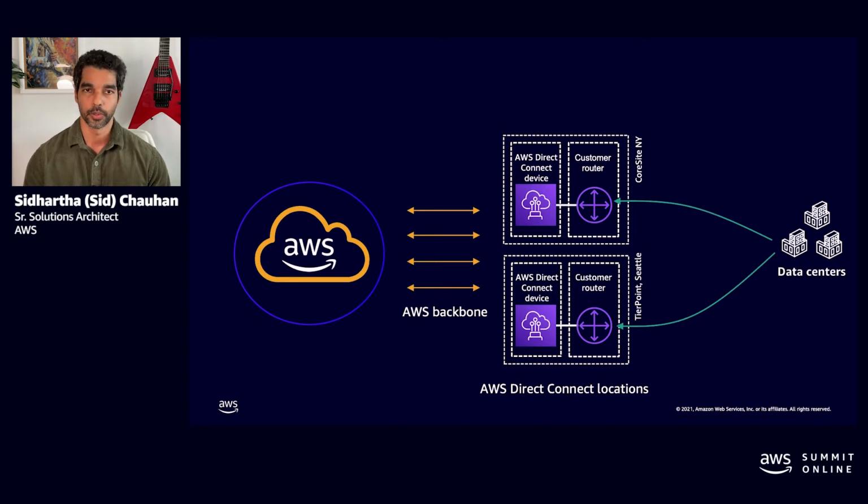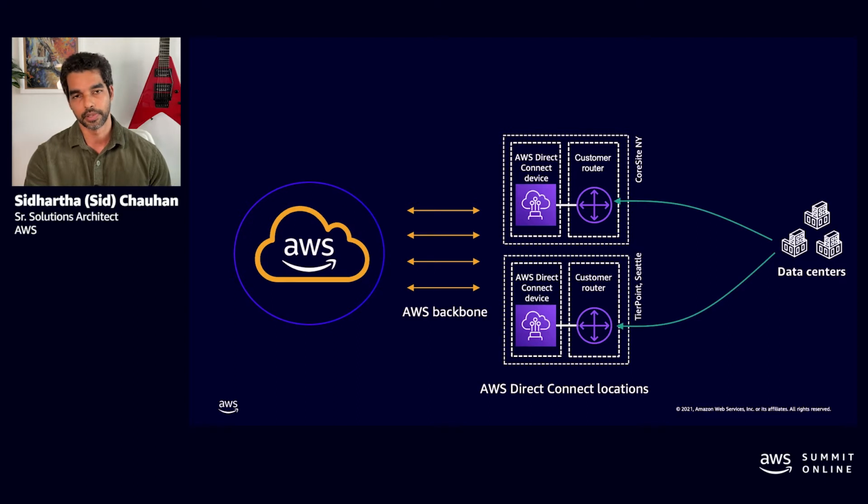Finally, you go to the AWS console, request a Direct Connect connection. We will allocate a Direct Connect port in one of our devices, give you a letter of authorization, which you can then take to the vendor to establish the last mile final cross connect. Once you do that, your physical connectivity is completed.